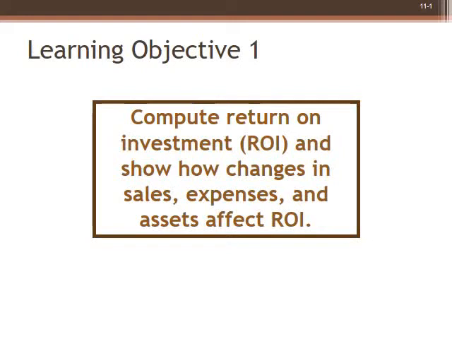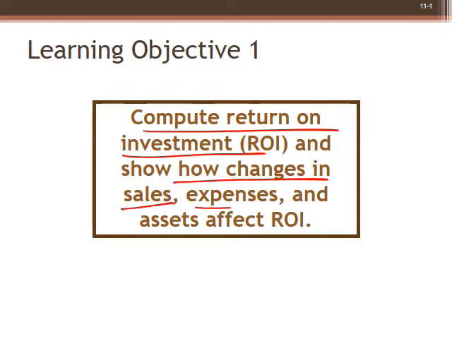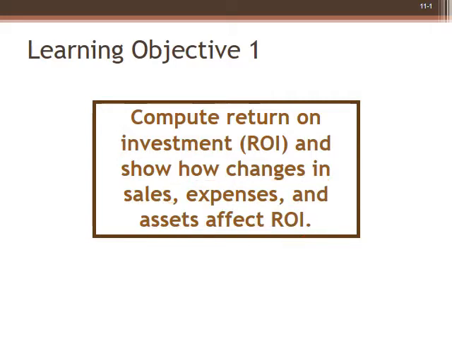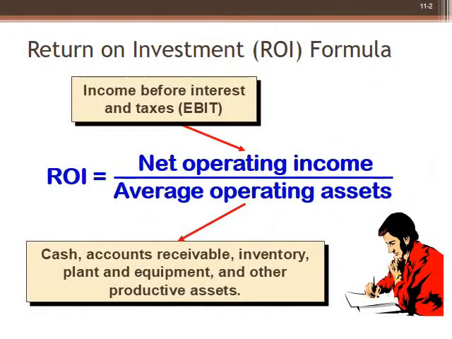After learning about some vocabulary, now let's start our learning objective 1, which is to compute ROI, return on investment, and show how changes in sales, expenses, and assets affect ROI. So let's talk about that. Return on investment is equal to net operating income divided by average operating assets.